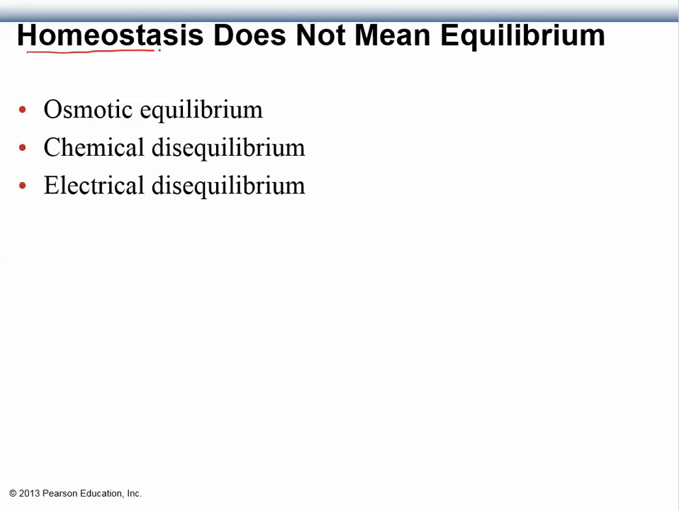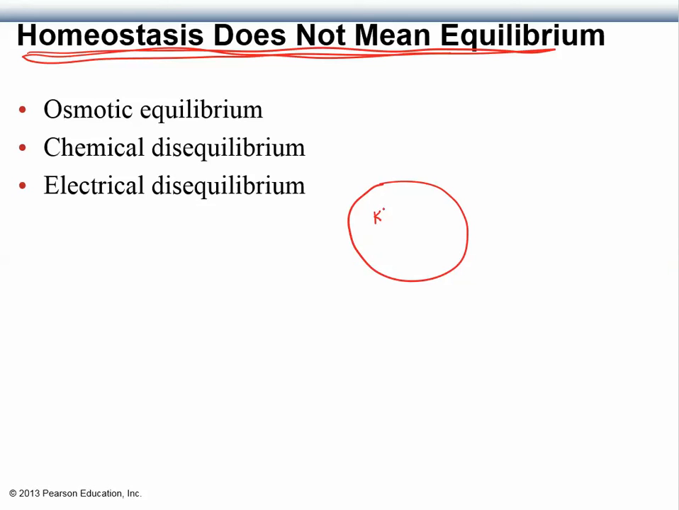Now remember, homeostasis does not mean equilibrium. Okay, so what do I mean by that? Well, I've been mentioning that inside the cell we have a high concentration of potassium. Outside the cell, we have a high concentration of sodium at equilibrium. Okay? So, or at homeostasis, I'm sorry. We have a high concentration of sodium, and this is at homeostasis. Just to make sure I'm clear on that.